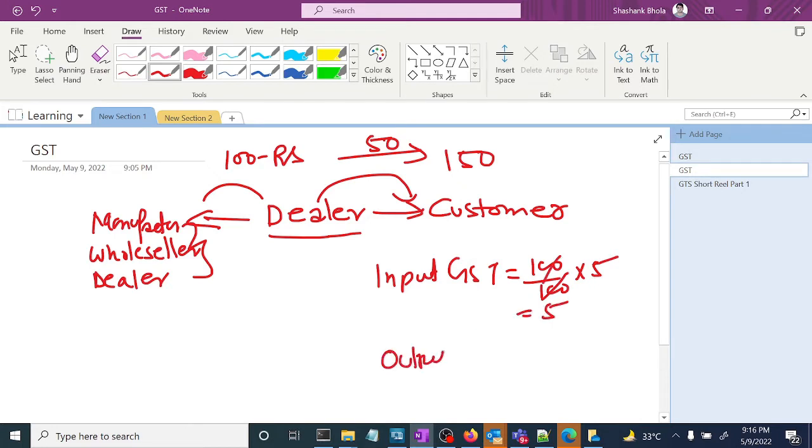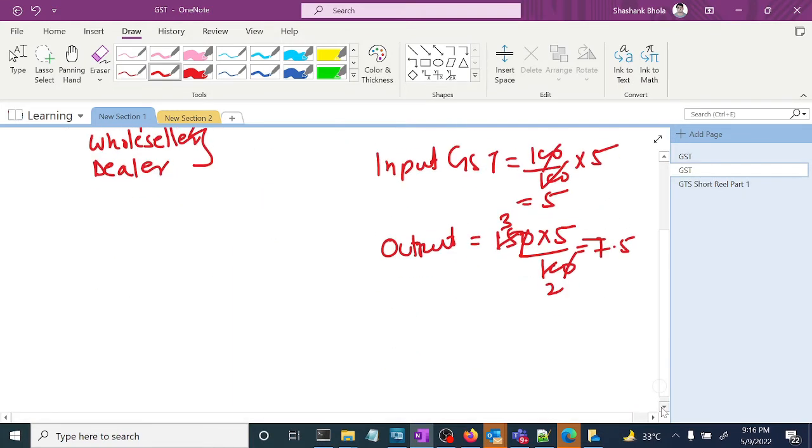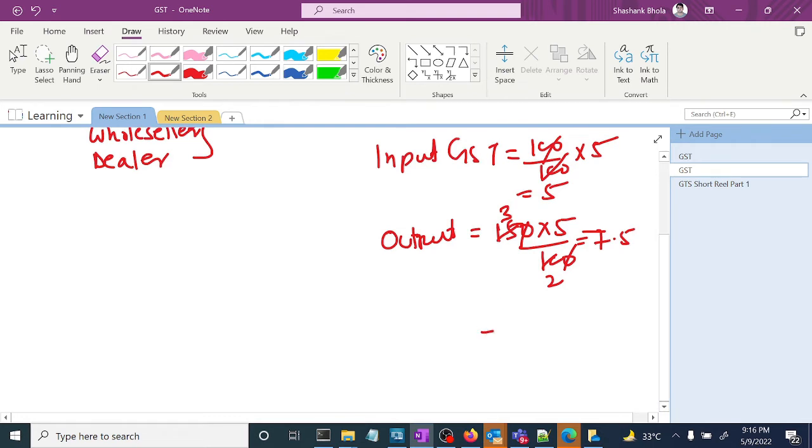Output GST is how much? 5% of 150, which is 7.5, right? So his output GST is more. Why? Obviously because selling price is 150, right? So on that 150 is the GST, right? So there will be a tax liability which he has to pay directly to government, right?